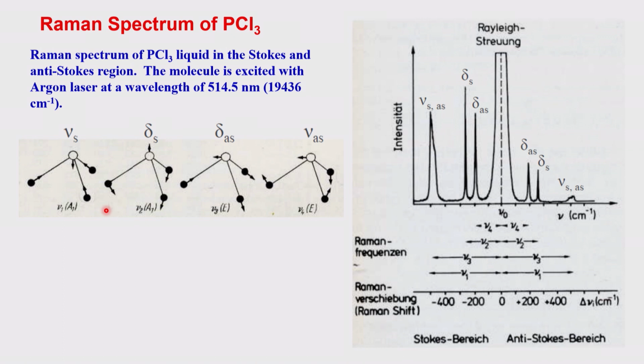This is the Stokes region of the Raman, and this is the anti-Stokes region. I have already explained that the anti-Stokes region is much weaker than the Stokes, because the intensity ratio is 10 power minus 11, whereas for the Stokes it is 10 power minus 8. So you need to use more and more intense light to get these. If you use just simple light, you may not be able to find all that.